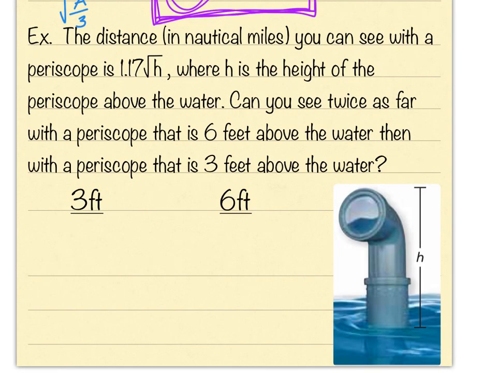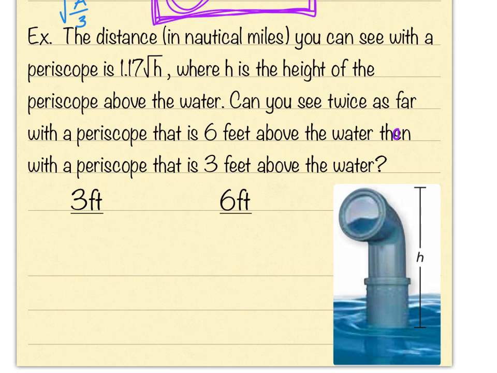All right, last one here says the distance in nautical miles, or like sea miles, that you can see with a periscope is 1.17 times the square root of h, where h is the height of the periscope above the water. Can you see twice as far with a periscope that is 6 feet above water than with a periscope that is 3 feet above water?